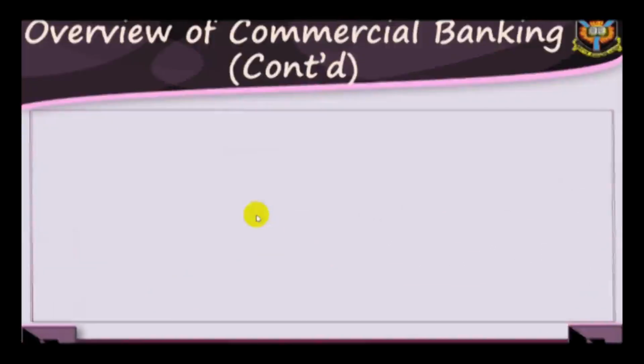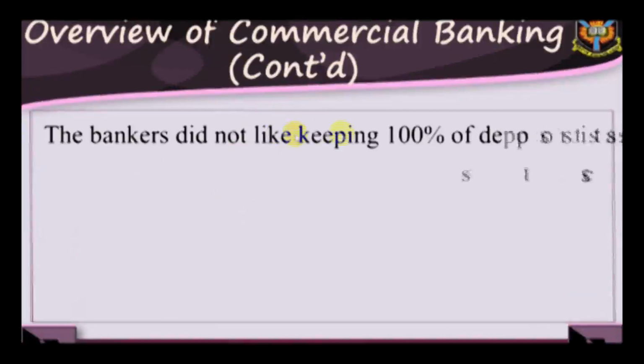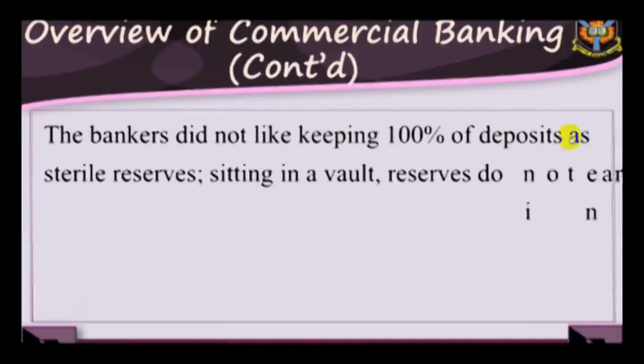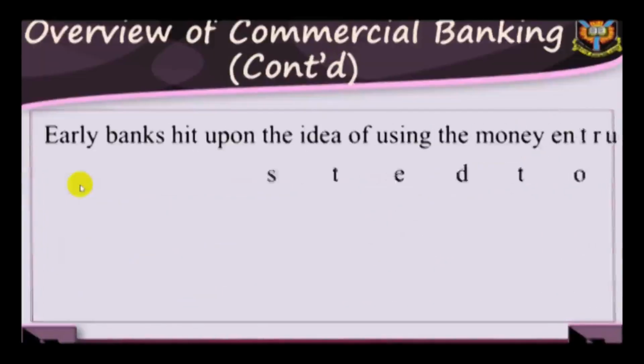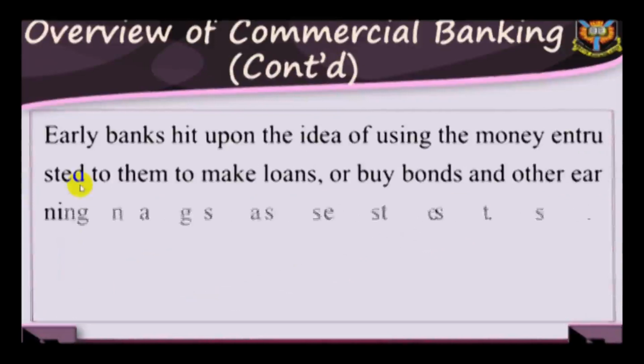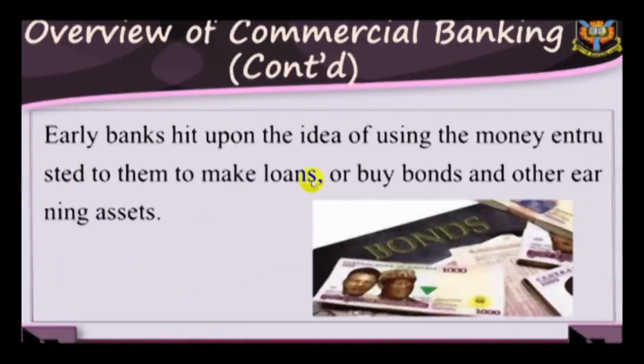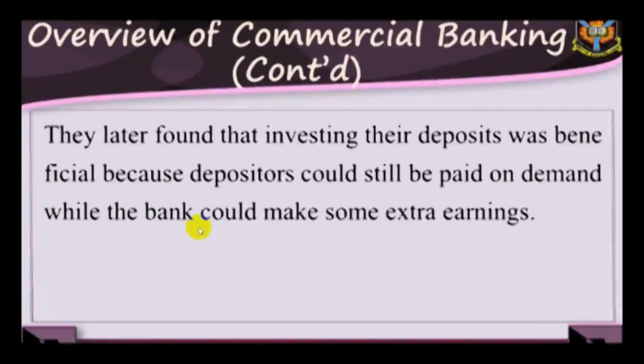The bankers did not much like keeping 100% of deposits as a sterile reserve sitting in a vault. Reserves do not earn interest. Early banks hit upon the idea of using the money entrusted to them to make loans or buy bonds and other earning assets. They later found that investing their deposits was beneficial because depositors could still be paid on demand, while the bank could make some extra earnings.